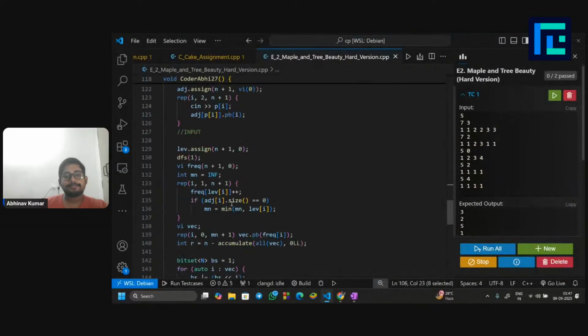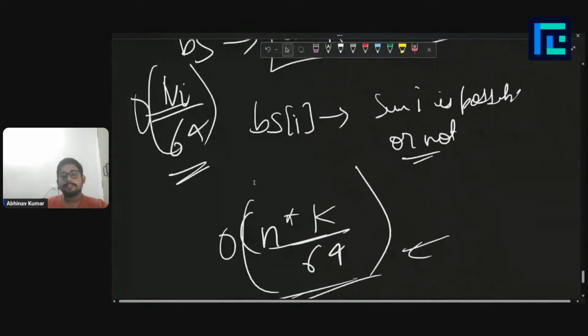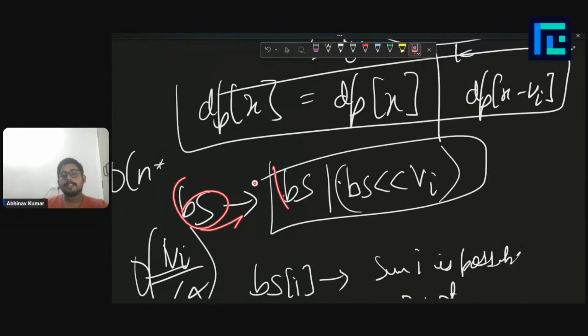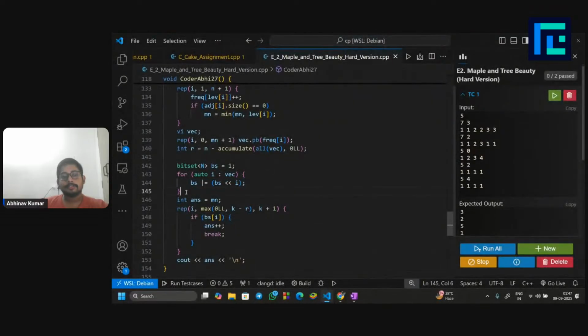So I take 2e5 as the size of the bit set. I declare a bit set. Then I go to every element of vec and I do bs or equal to bs left shift i. Okay, this is bs updated as bs or with left shift of the value of the vector. So I am iterating through all the values of the vector.